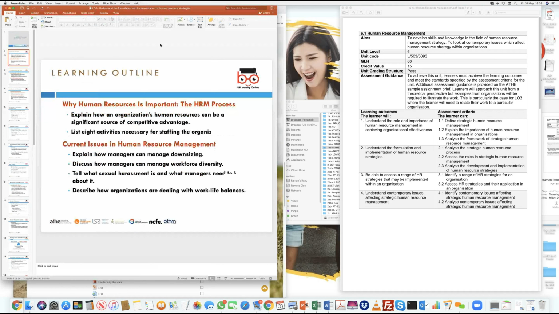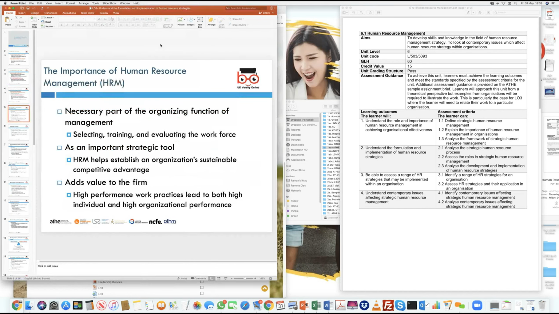So let's look at one or two important aspects, and as we go along, we will discuss some of these things with examples. Having given you a bit of background, why do you think HR is important within an organization?